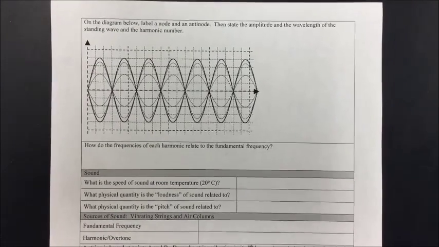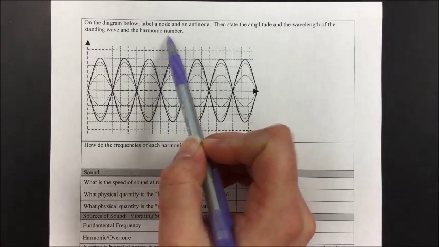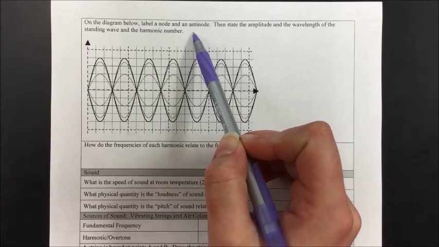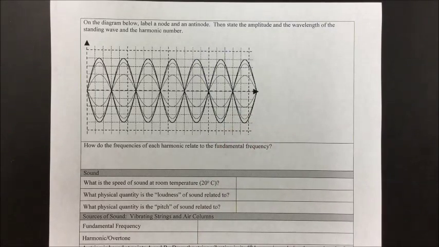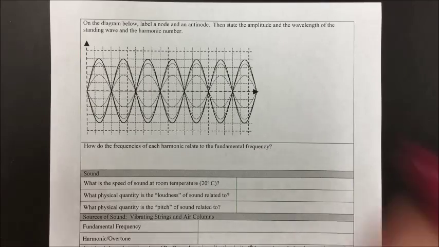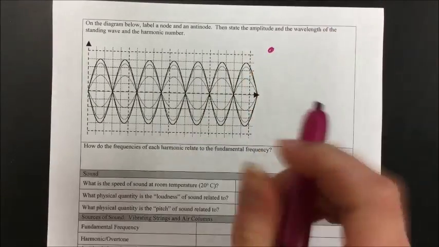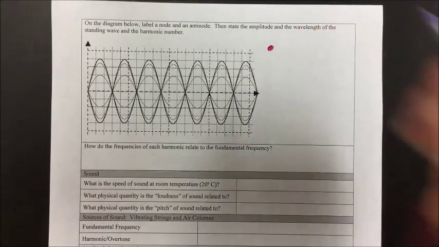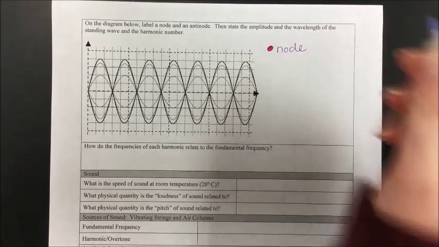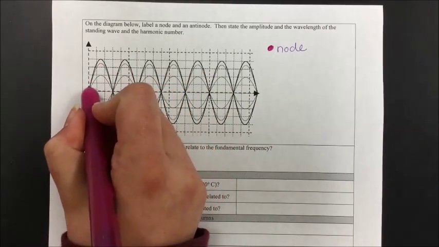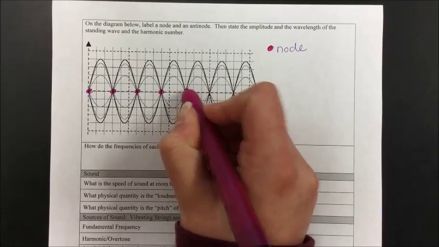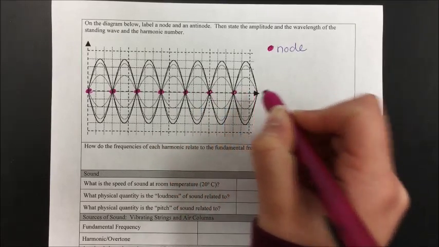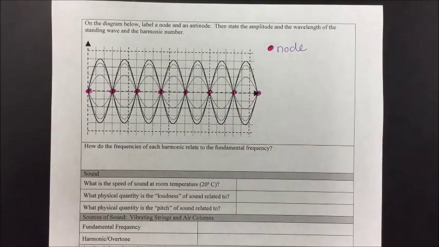Okay, so on the diagram below, we want to label the nodes and antinodes, and then state the amplitude and wavelength of the standing wave and the harmonic number. So we're going to use 4 different colors here so that we can label all of our stuff. The first thing that we're going to label is our nodes, and I'm going to label them with this pink color. The nodes are going to happen whenever you have destructive interference, so it cancels out, at these points in the middle.